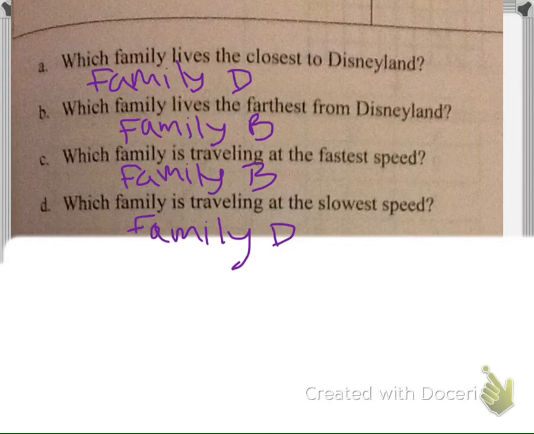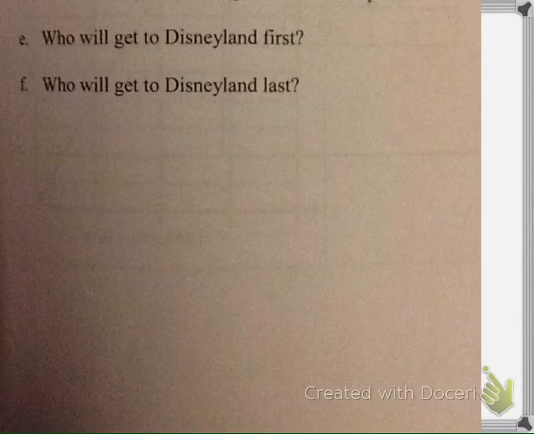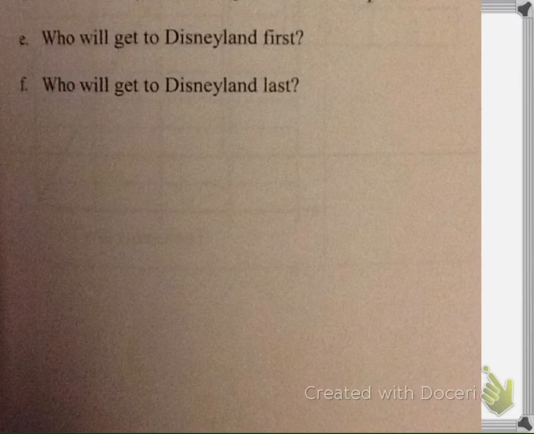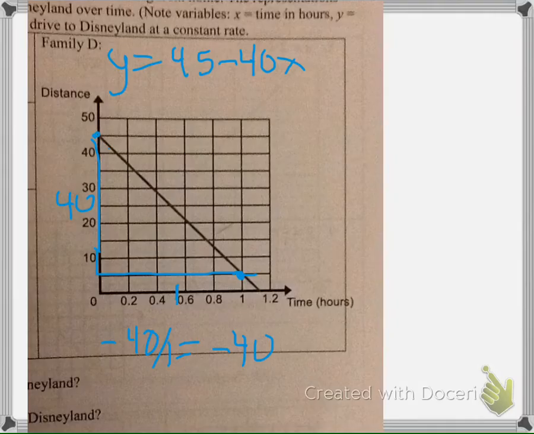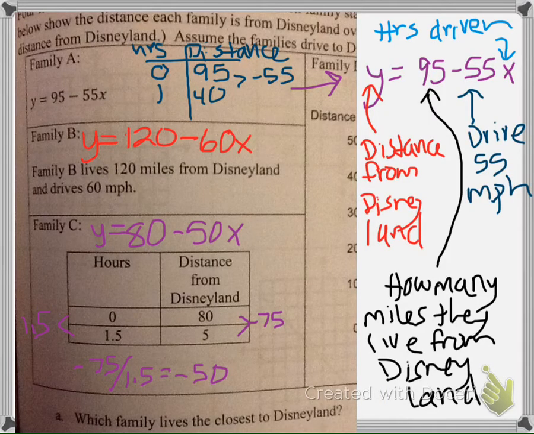Okay, let's look at the last two questions where we have to do some math. Who will get to Disneyland first and who will get to Disneyland last? For this one I'm going to have you use the equations. I want to know how long it will take each family to get to Disneyland, so how long it will take each family to have a distance of 0. If y is my distance, it's like we're finding the x-intercept for each equation.